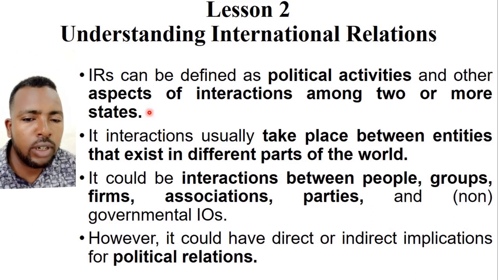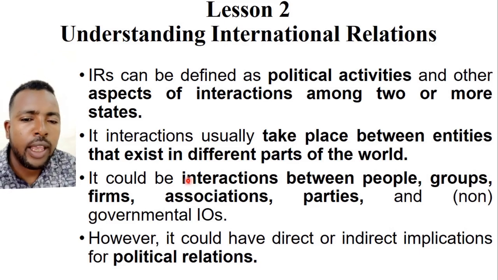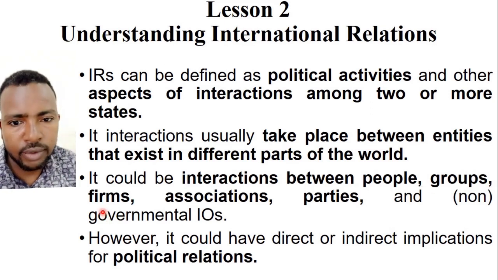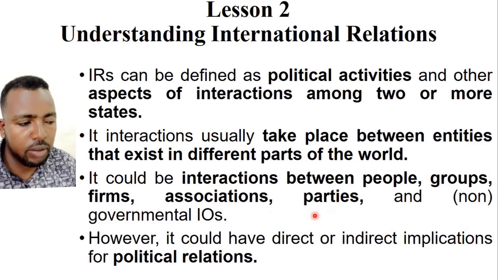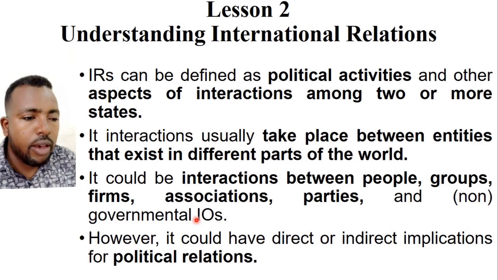It has to be beyond the border of states. It should take place in the international arena. This interaction usually takes place between entities that exist in different parts of the world. So states and actors in different parts of the world come together to interact with each other. So it could be interactions between people, groups, firms, associations, parties, and non-governmental international organizations.